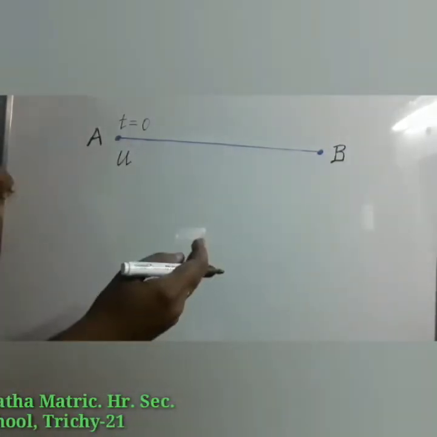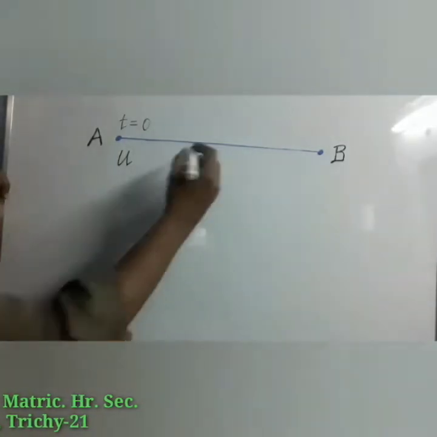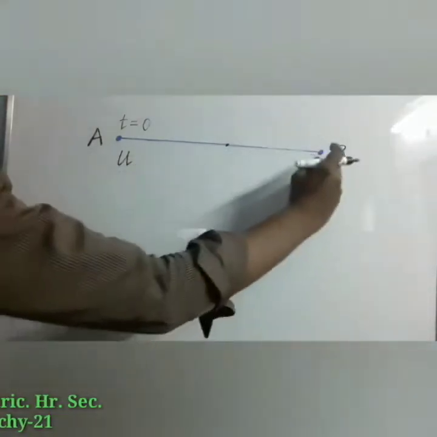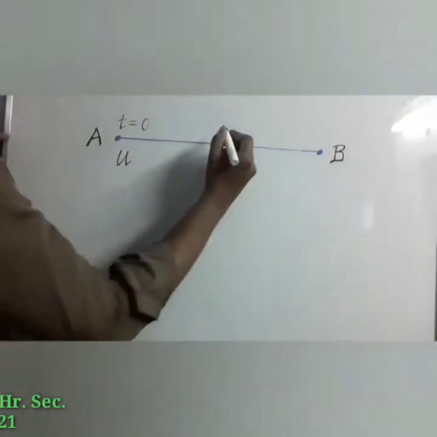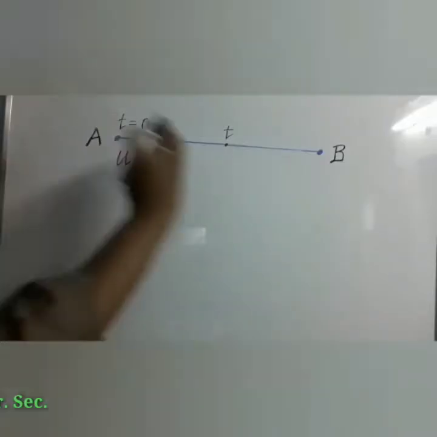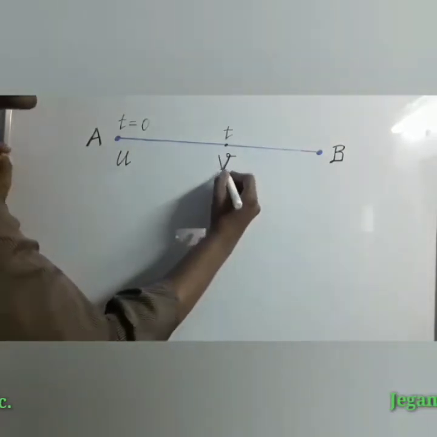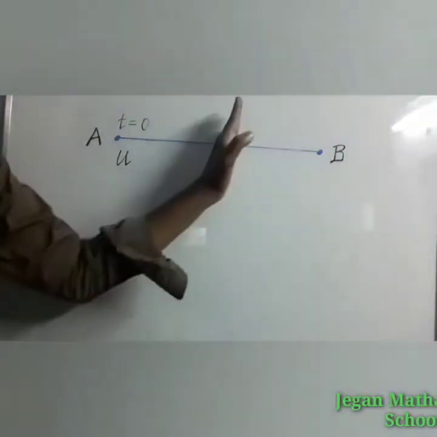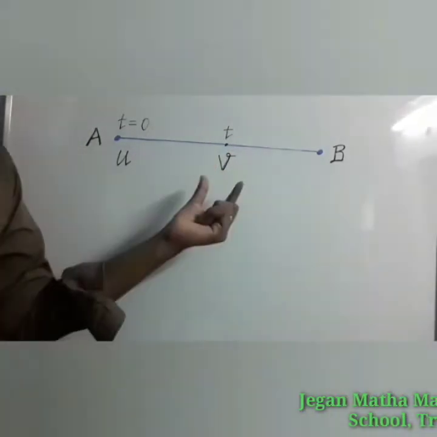After some time, let us take that as t seconds, you are at a particular point. Remember, you have not reached B, you are in between your journey. So here what about the time? t. Here you have the velocity that is known as V, the final velocity. Don't consider final velocity as the velocity at the point B. No, at the particular time, whatever your velocity is, that is known as the final velocity V.